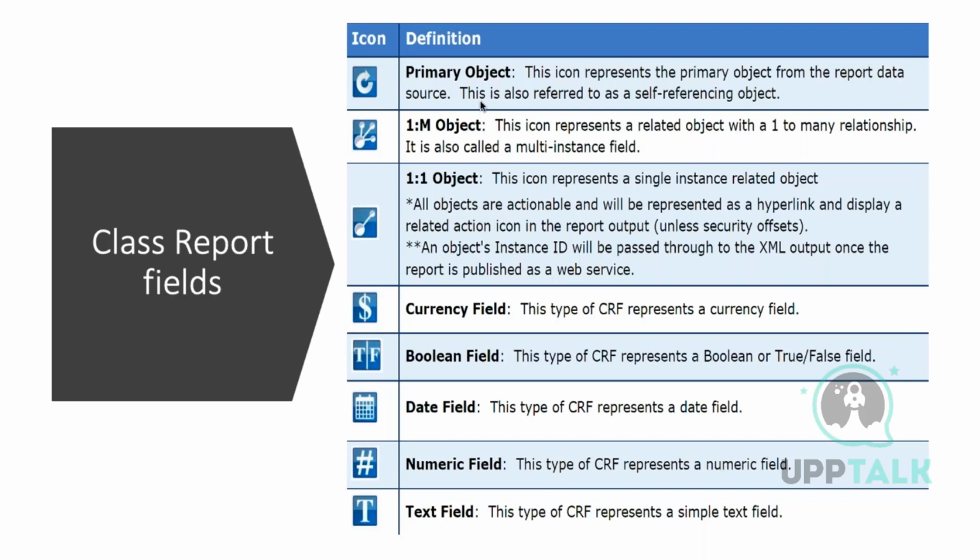So in Workday, you have already understood, right? What primary object is. Okay. Then comes the next thing, which is multi-instance field. The one that you are seeing here as one-to-many relationship is called multi-instance field.